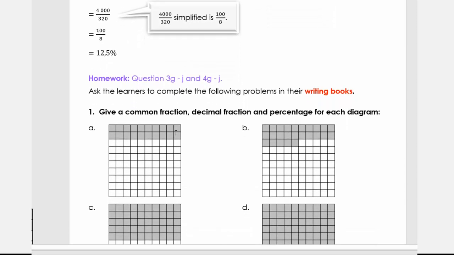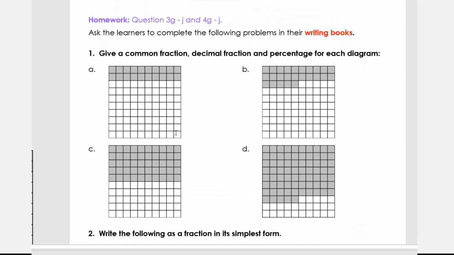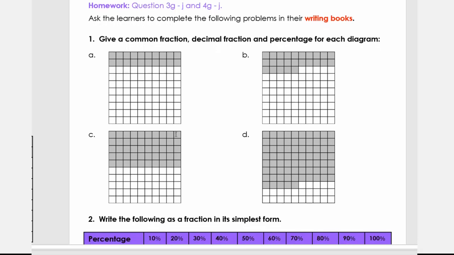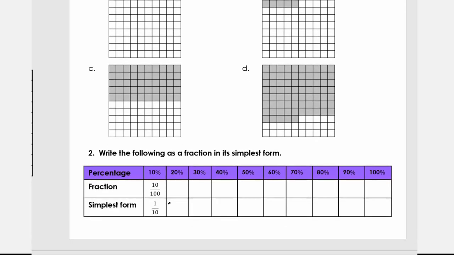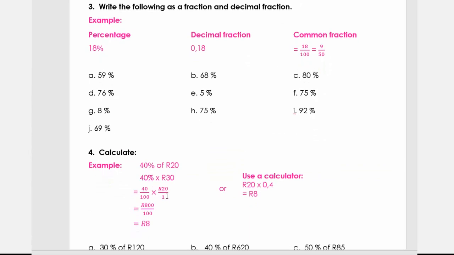The next step is that you're going to do the worksheet. Here we're going to make use of grids. You're going to write down the fractions. So 10% is 10 hundredths. 20% will be 20 hundredths. In the simplest form, it will be 2 tenths. And then you have examples here that you're going to look at, and then you're going to complete this activity.